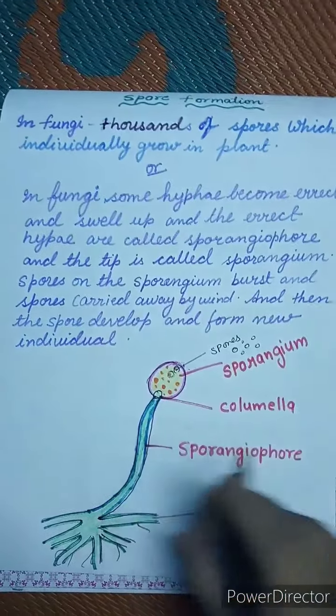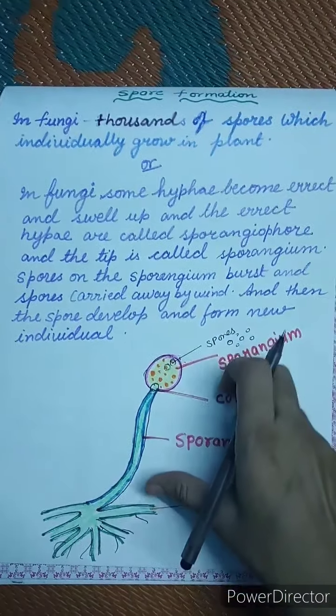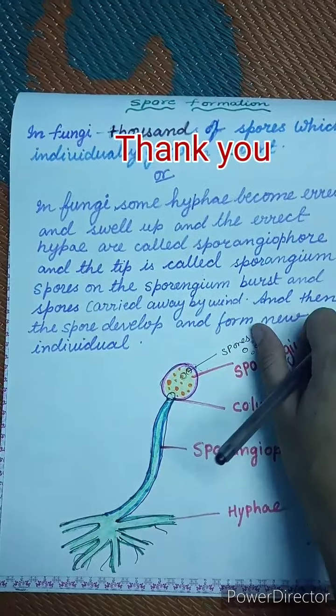So that was about spore formation. You have to remember only the diagram, then you will be able to write the sentences by yourself.